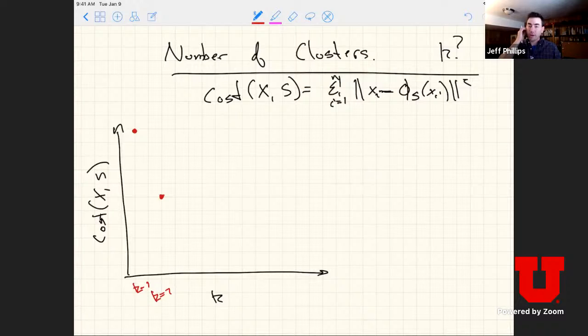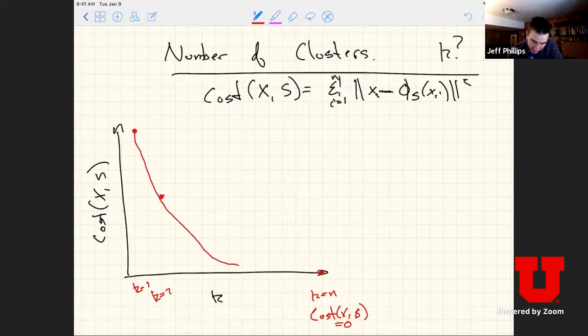In general, what is going to happen as k increases? This is kind of like the overfitting problem, in that as I increase the degree of a polynomial in regression, the sum of the residuals keeps going down. With a high enough degree polynomial, I can fit it exactly. Eventually my cost is 0. So if k equals n, then this cost is exactly 0, when I have the same number of clusters as data points. I assign 1 data point to each cluster, and I'm done. In general, this is always going to decrease.